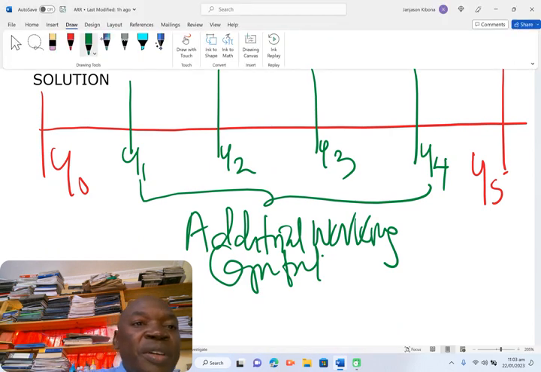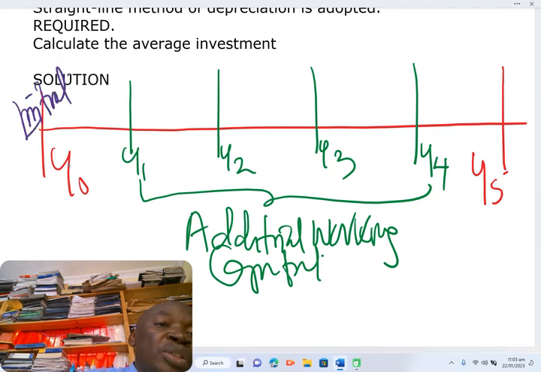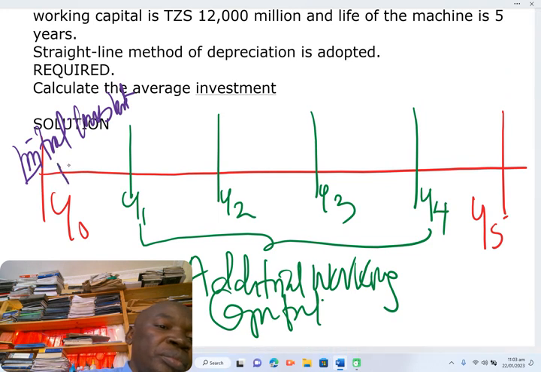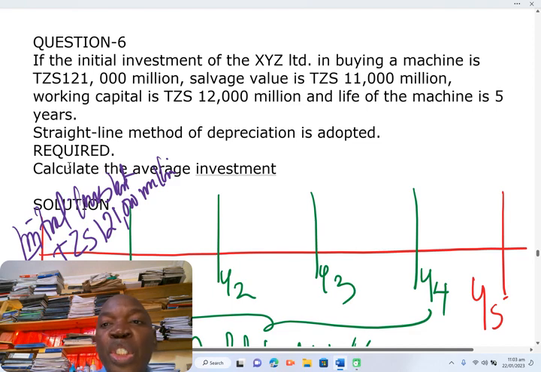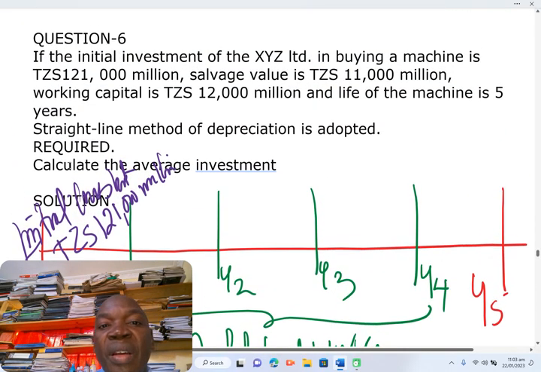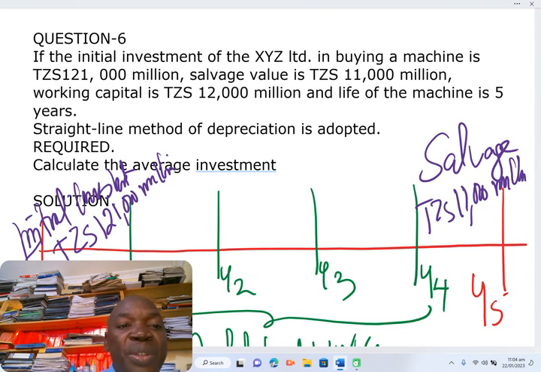Figures indicate the following so far. We have an initial investment of ZS 121 million, additional working capital of ZS 12 million, and a salvage value of ZS 11 million.